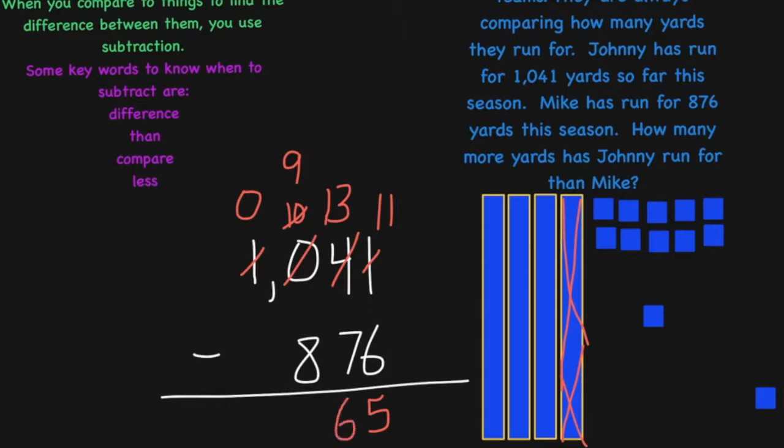Very good. 6. 9 minus 8. Very good. 1. And I don't have any thousands to bring down, so I don't need to bring down the comma. I don't need to bring down the 0. My final answer is just 165. And then, of course, I have to answer the question. Remember, the question was, how many more yards has Johnny run for than Mike? So this 165 represents the yards. That is the difference between Johnny and Mike's season so far.